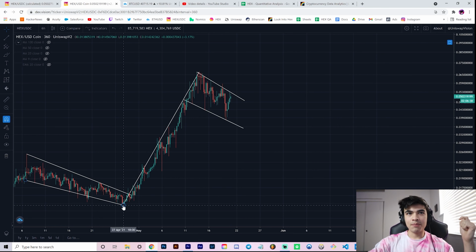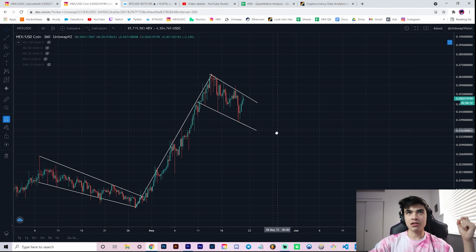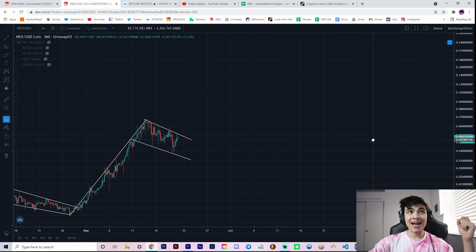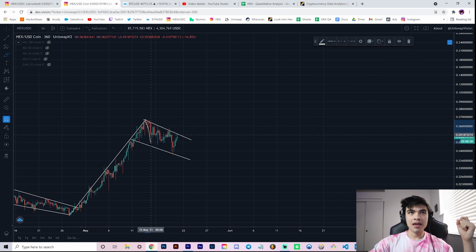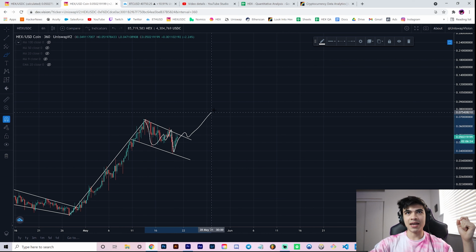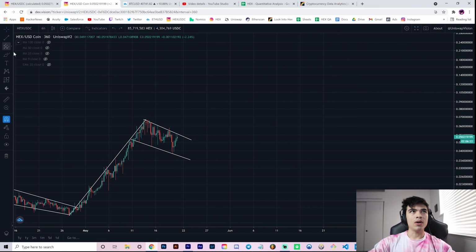And so what's happening now is we're on track. We have our pole and we have our flag, our falling parallel channel. And so what would be our technical target if we were to break this channel, right? Let's say if we were to break it tomorrow in the next few days, what would be our target? Well, again, it's super easy.